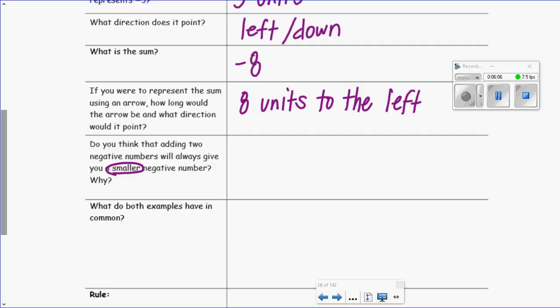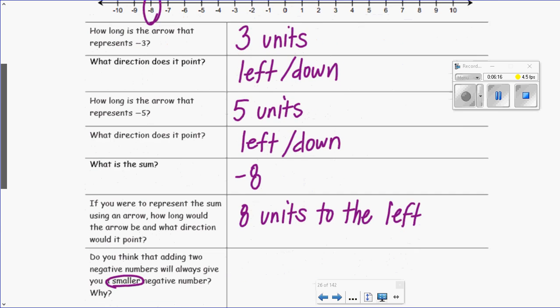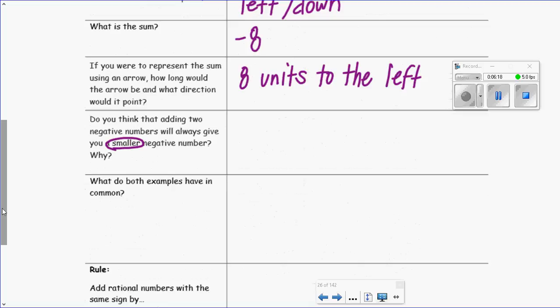So that word there, you just got to pay attention. It is getting smaller, even though a lot of kids think, oh, 8 and 5, 8 is more. But these aren't positive. These are the negatives. Going to the left on the number line is getting smaller. So yes, the answer is yes, because it is going even further left on the number line.